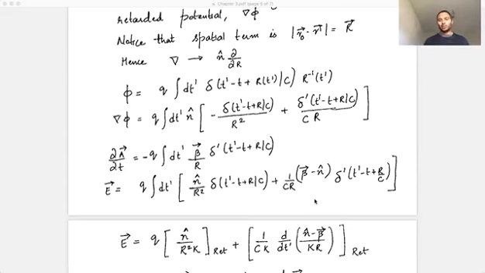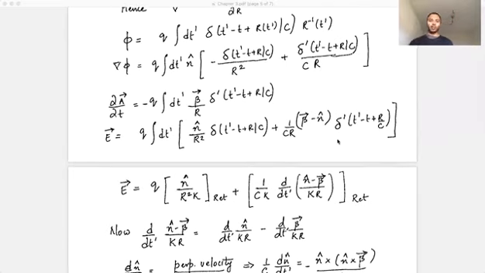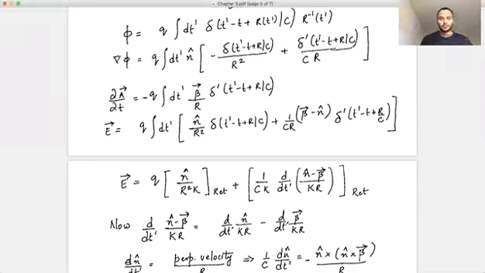Okay, so you put all of that together. E is minus gradient of phi minus 1 by c dA by dt. So I've done this here. You can always pause this video and then go through the derivation yourself and check the terms. I've basically added these two together, and then there's a 1 by c here, and then you get the electric field.